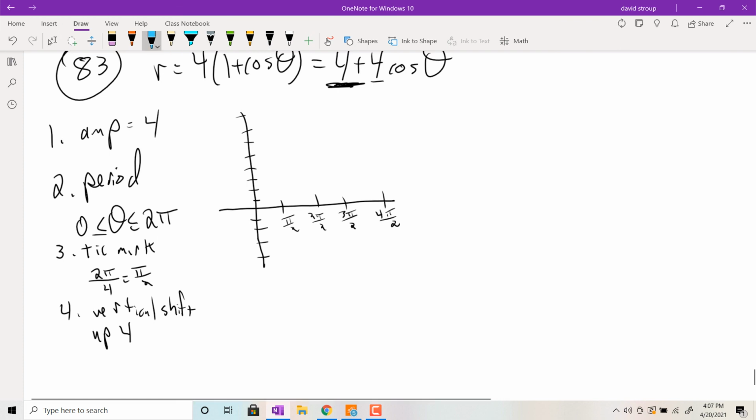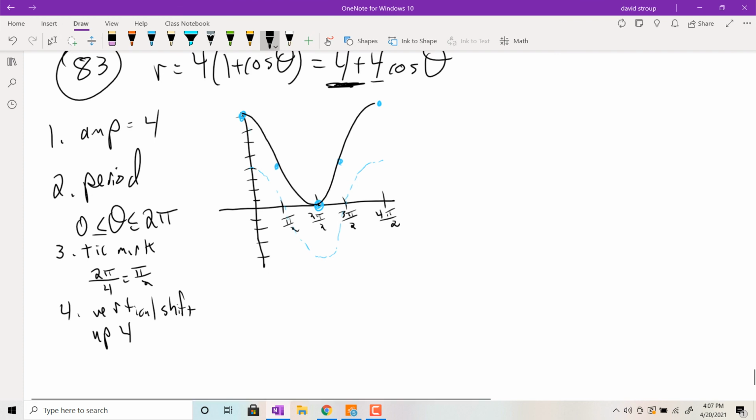Usually it would look, I'll put it in blue, kind of the original version, the cosine with an amplitude of 4 would start at 4. And then dip down to negative 4, and then go back up to 4. But we shifted it up 4, so all these points get shifted up 4. So it'll go up to 8. This will go up to 4. This one will go up to 0. This will go up to 4. This will go up to 8. And so our new graph, I'll put in black, looks like this.